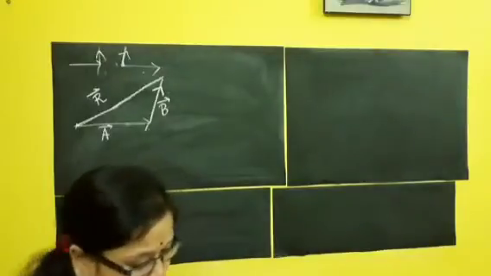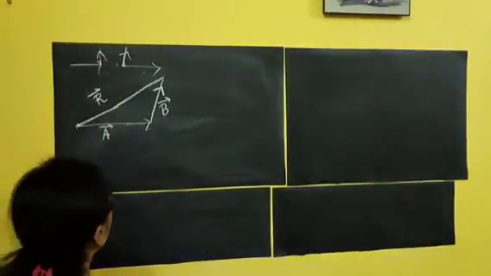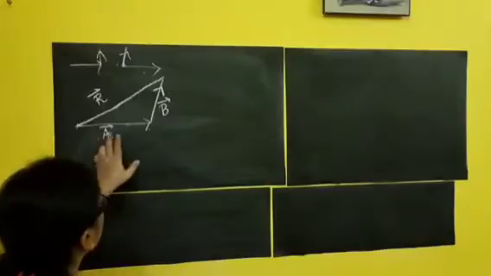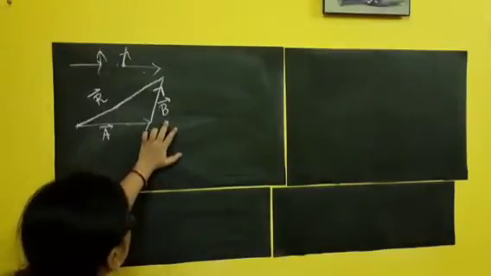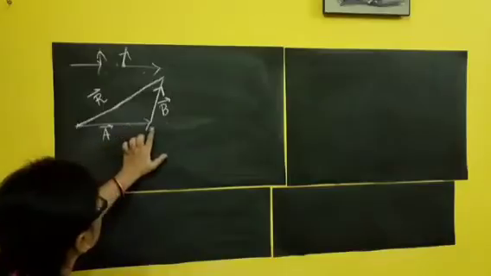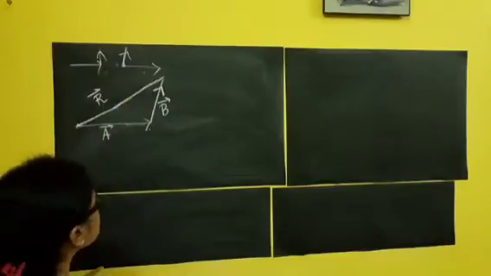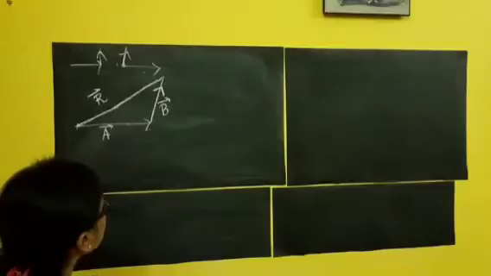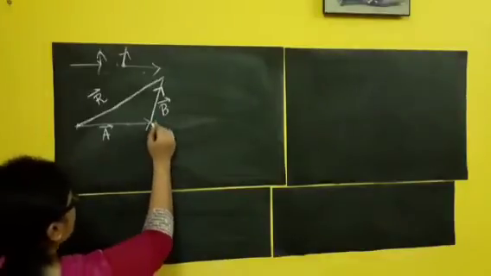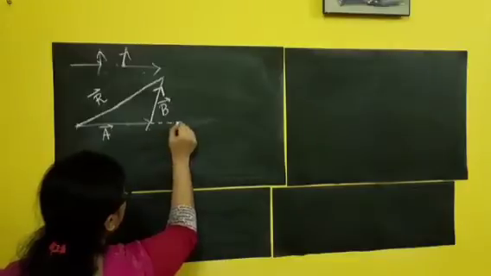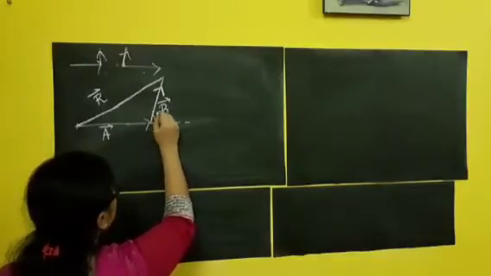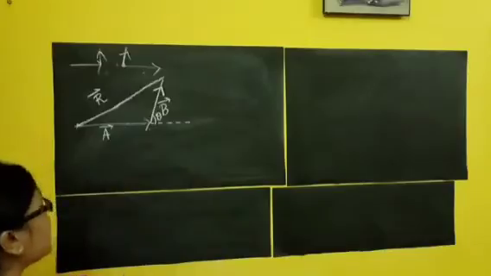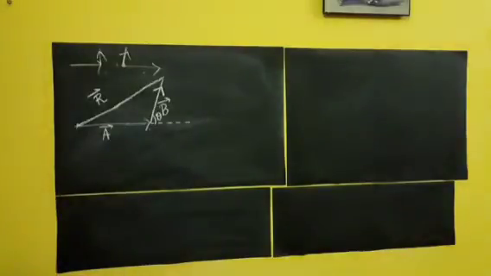Now coming to the next things. What is the angle between vector A and B? A is moving along this direction, B is moving along this direction. If I elongate it a little bit, this angle is theta. Theta is the angle between the direction of vector A and the direction of vector B.